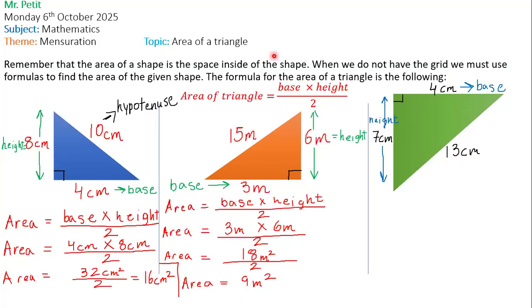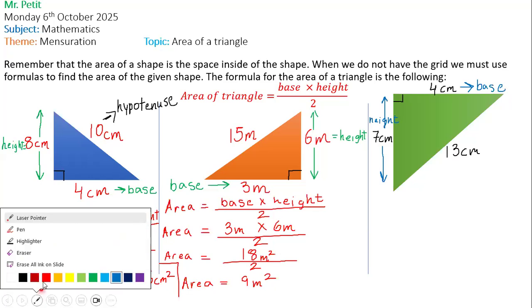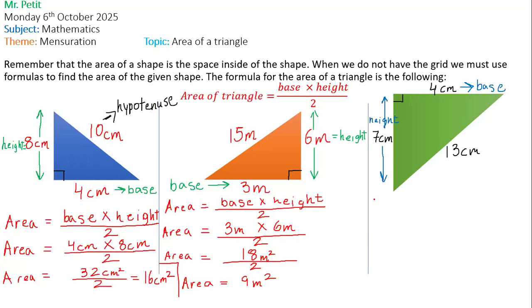So what y'all got for your answer? Anyone want to tell me? 14 cm. Centimeters squared. 14 centimeters squared. Anyone else get 14 centimeters squared? Okay, good. All right, that sounds good. So let's go ahead and do the area.